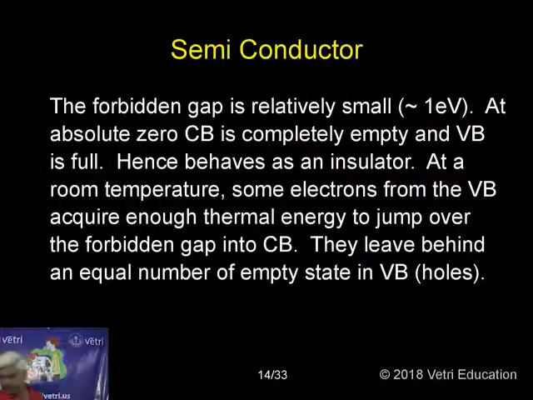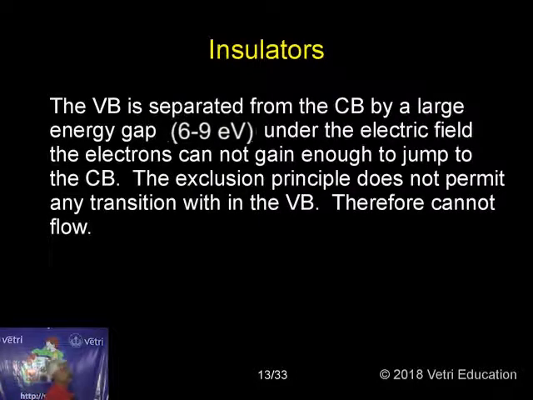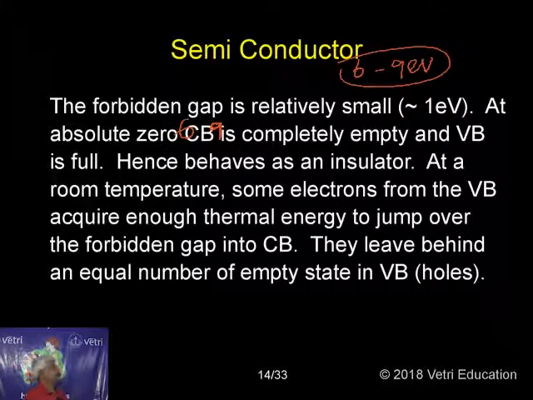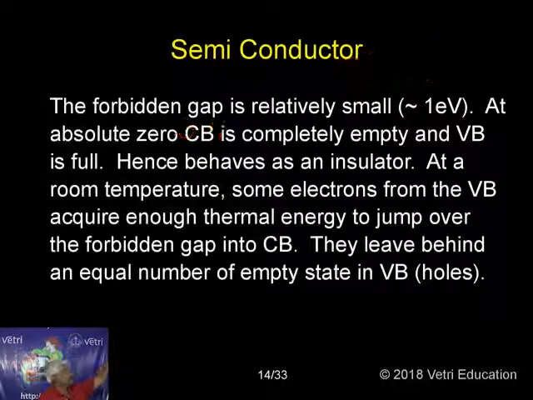What about semiconductors? In the insulators, 6 to 9 electron volt is the forbidden energy gap. So what about the semiconductor? The forbidden energy gap is very small, nearly equal to 1 electron volt.